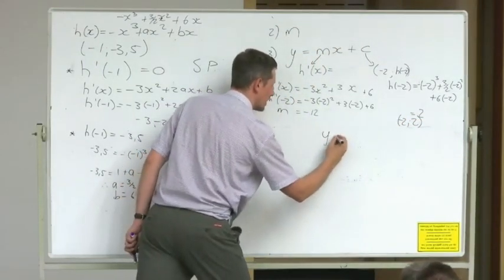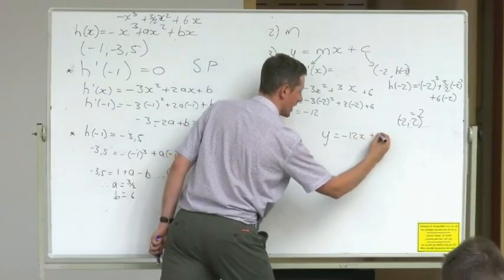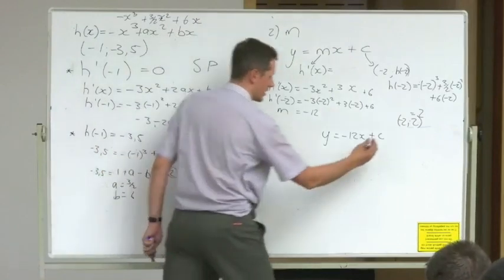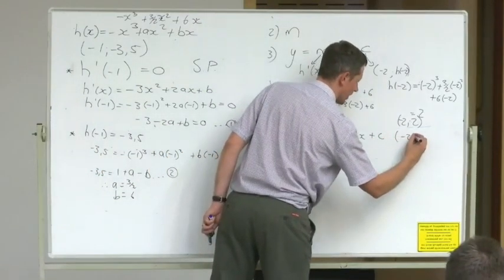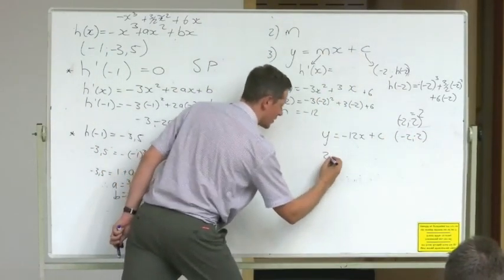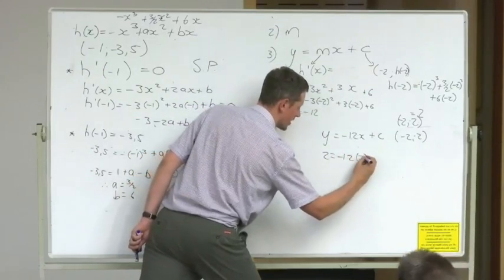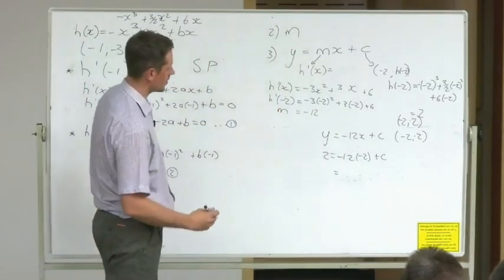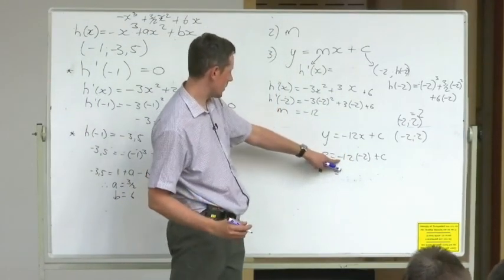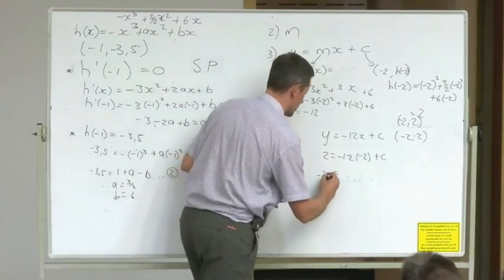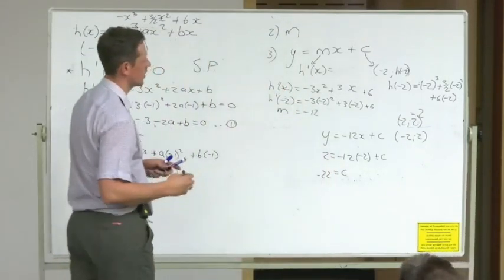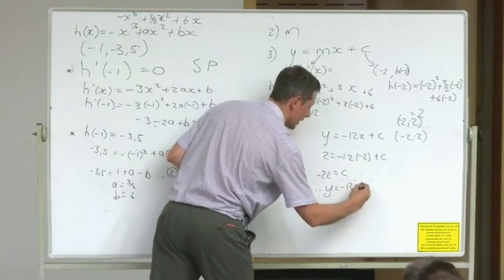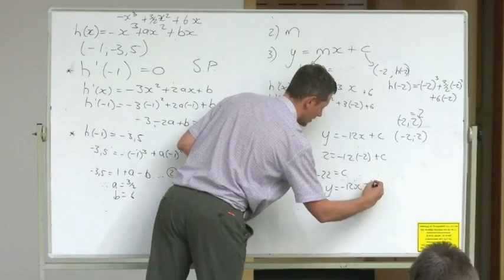So I've got y equal to negative 12x plus c. So this is going to give me, if I sub this in, it's going to give me 2 equal to negative 12 times negative 2 plus c. So this is going to give me positive 24. So this is minus 22 for c. So therefore, y is equal to negative 12x minus 22.